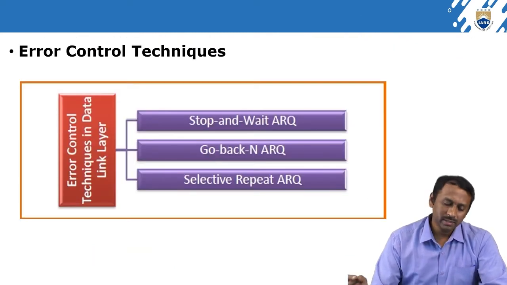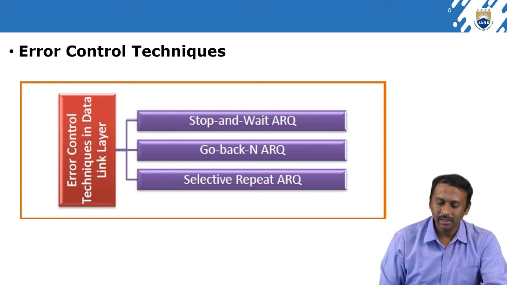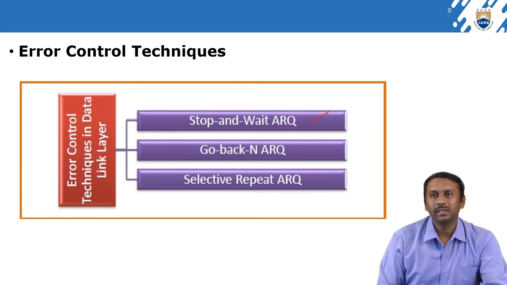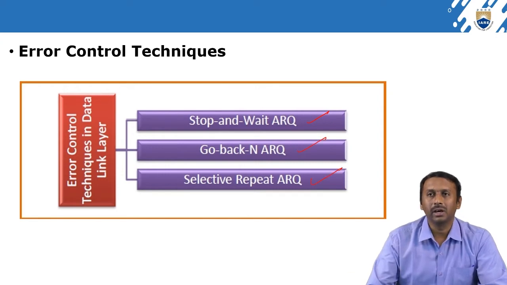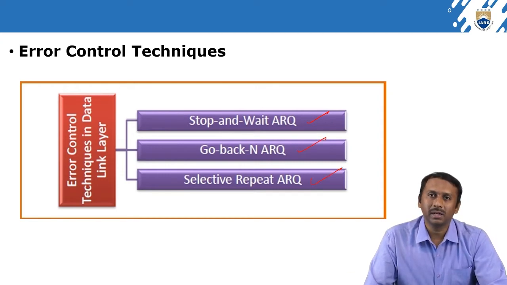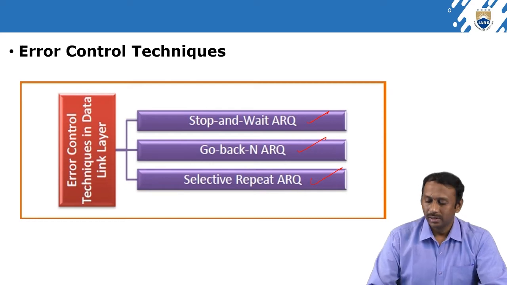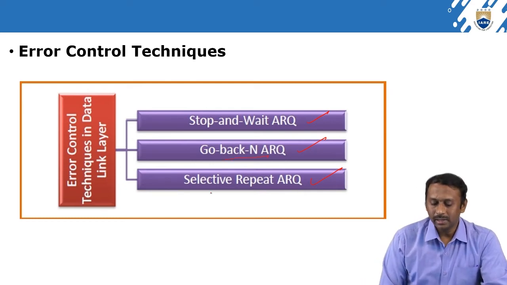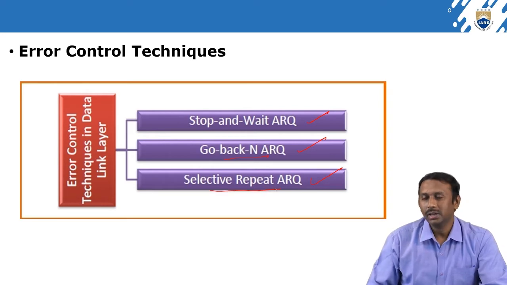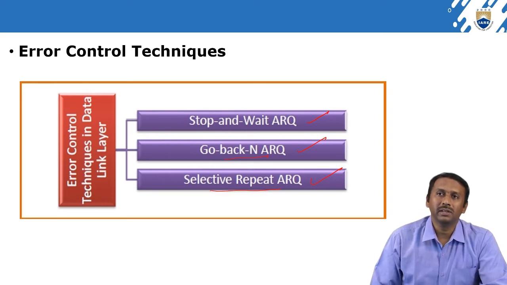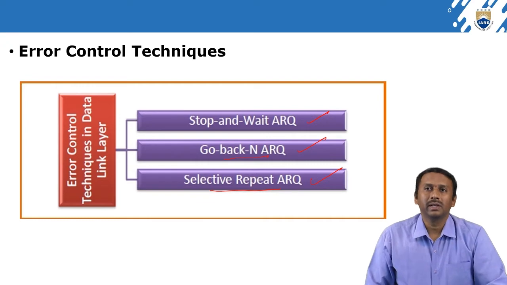Error control techniques in data link layer. There is stop and wait ARQ, go back N ARQ, and selective repeat ARQ. There are three types of error control techniques: stop and wait, go back N, and selective repeat. We will discuss each and every error control technique.